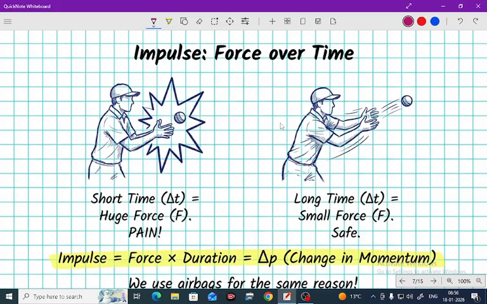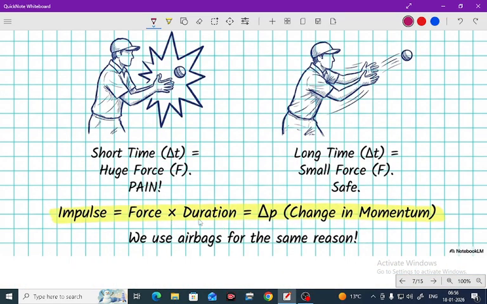Impulse, force over time. In a short time, there is a huge force F, a lot of pain. In a long time, there is a small force F, safe. So impulse is equal to force into duration. Delta P is equal to the change in momentum. We use airbags for the same reason.